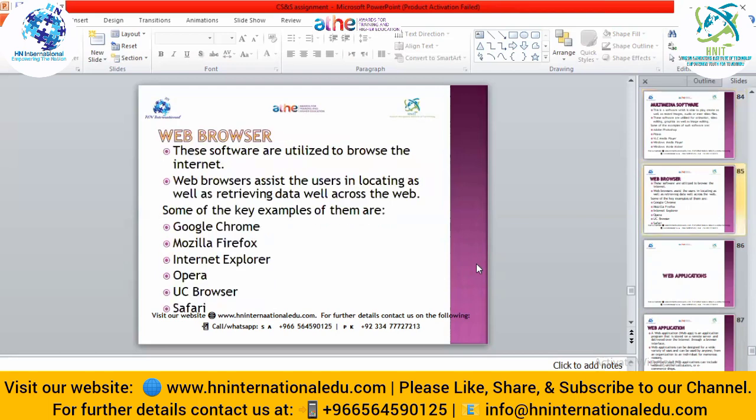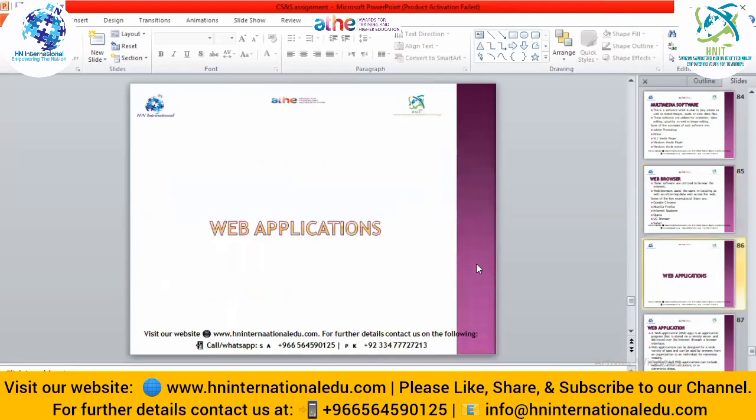Web browsers are used to search for something on the internet, or to open any website. We have to use a web browser. Different web browsers are available, like Google Chrome, Mozilla Firefox, Internet Explorer, Opera, UC Browser, and Safari. So we have to suggest which application software suits our customer.